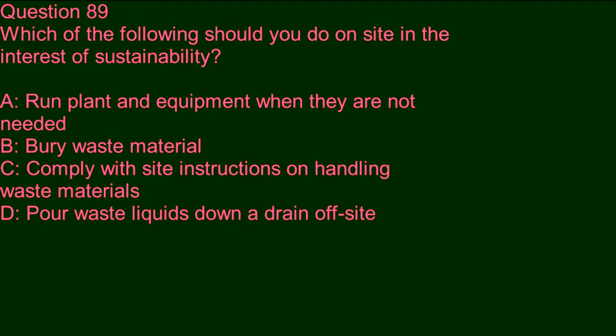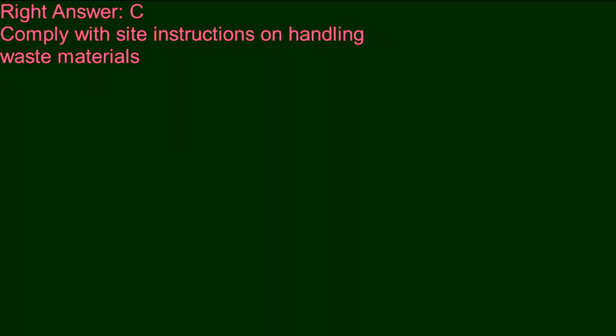Question 89. Which of the following should you do on site in the interest of sustainability? A. Run plant and equipment when they are not needed. B. Bury waste material. C. Comply with site instructions on handling waste materials. D. Pour waste liquids down a drain off-site. Right answer, C. Comply with site instructions on handling waste materials.